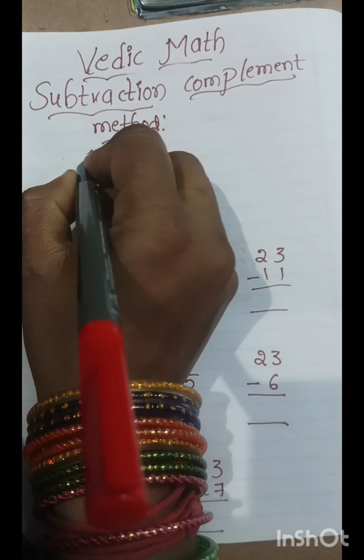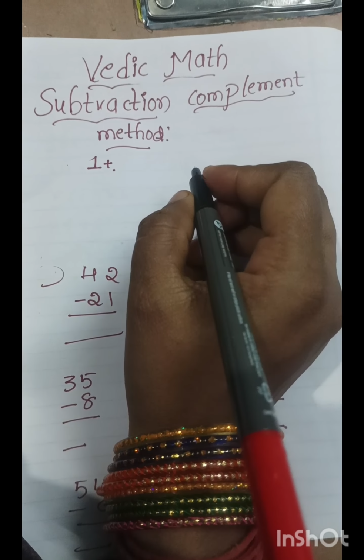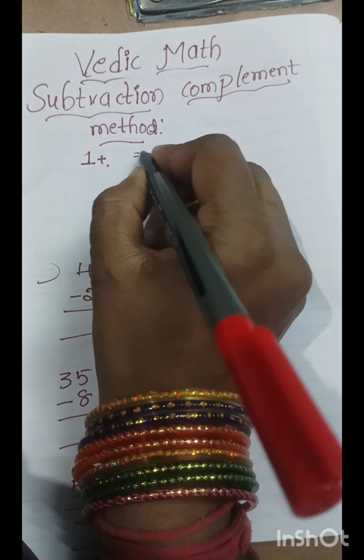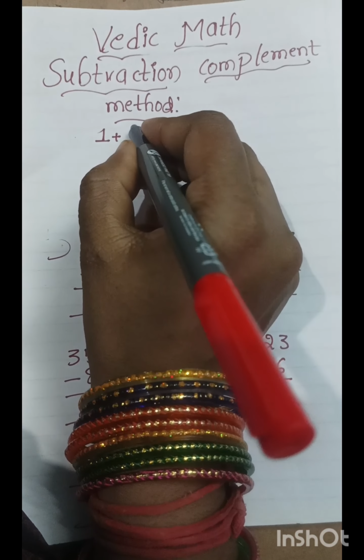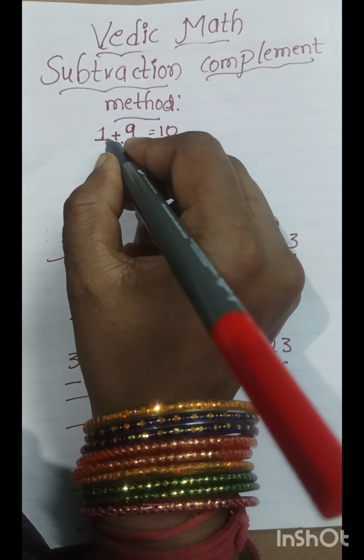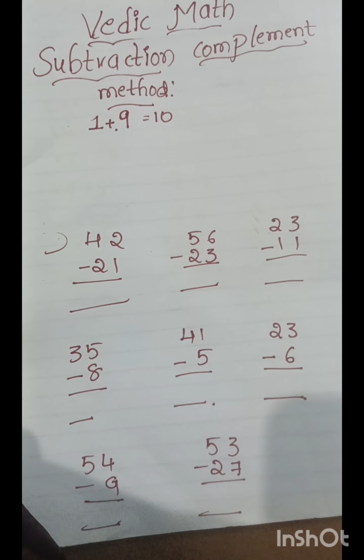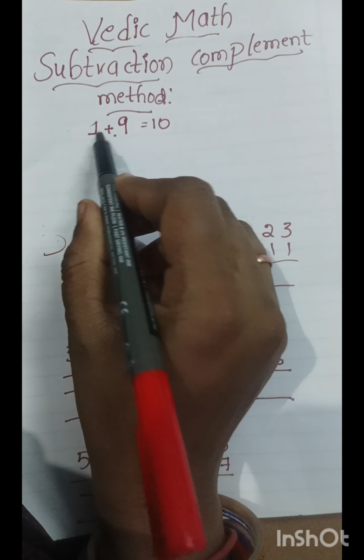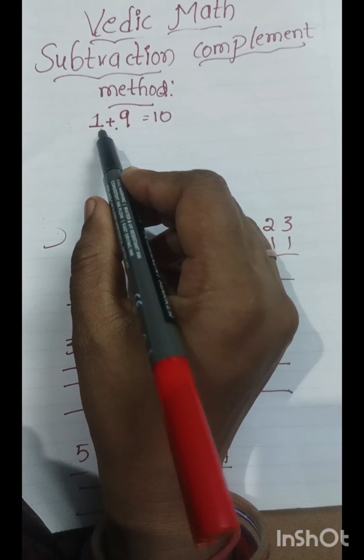For 1, how much should be added to get 10? How much? 9. If we add 9 to 1, you will get the sum 10. That's why the complement for 1 is 9 and the complement for 9 is 1.